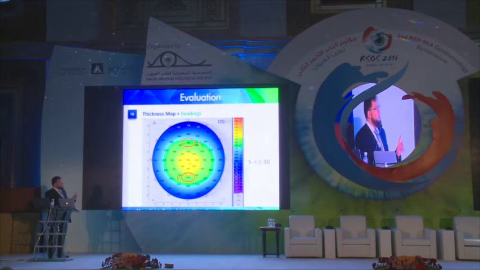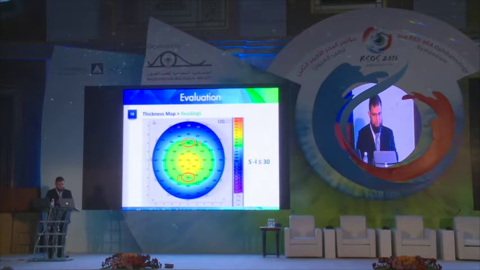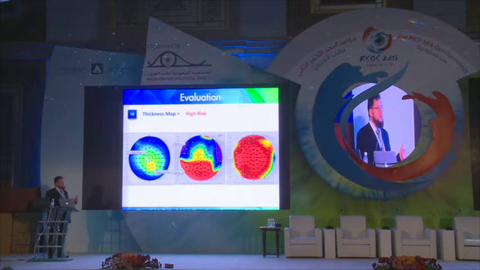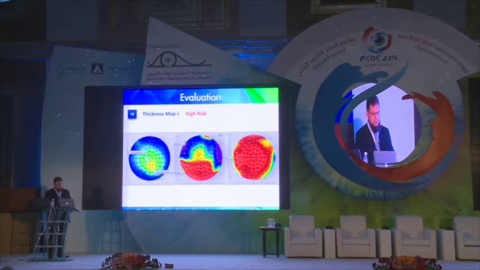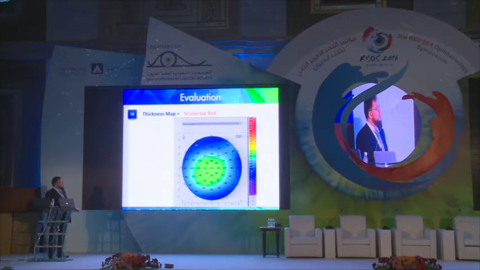We have to look at the numbers also on the thickness map. We have to study these two opposing points. The normal value should be, or the normal difference should be less than 30 microns. Now, I will classify these into high risk when I find dome shape, bell shape, keratoglobus. Moderate risk when it is concentric, but the difference is above 30.